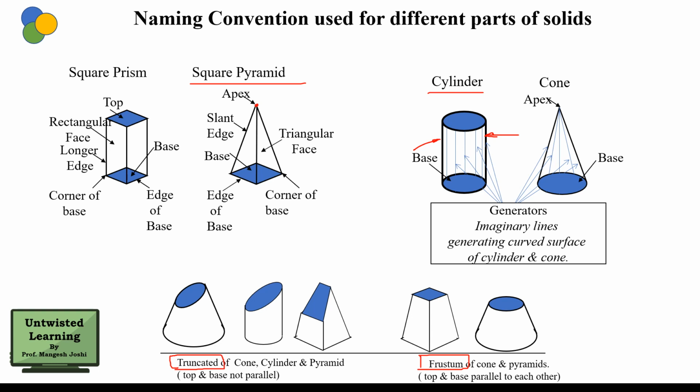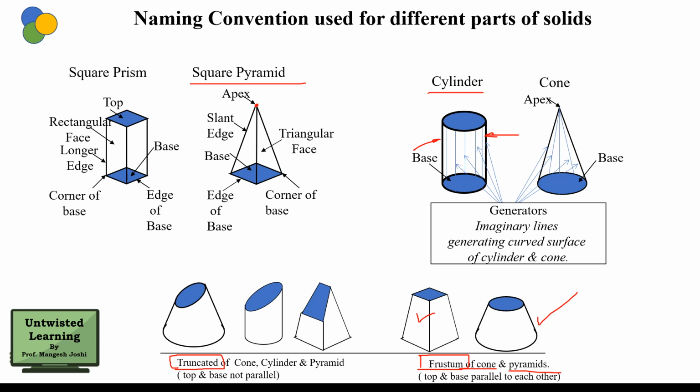So the basic difference between a truncated solid and a frustum of solid is, in the frustum of solid, the solid is cut parallel to the base. Okay, and the upper portion is removed. So the remaining solid is called a frustum. So if you cut a cone, you will get this as a frustum of cone. If you cut a pyramid, you will see like this as a frustum of pyramid.